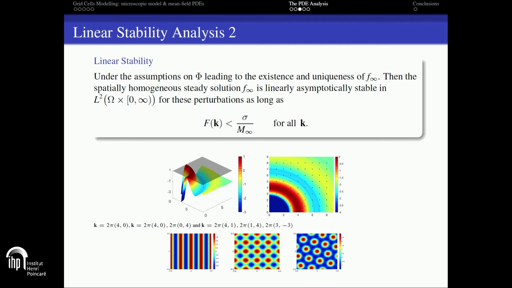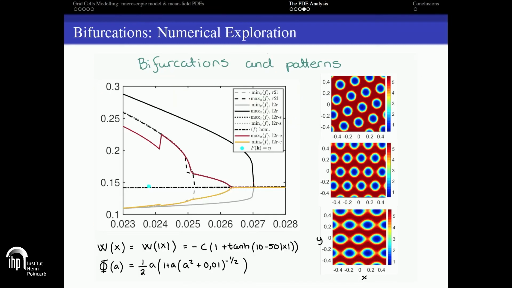So what do I mean by this? I have f infinity, which is spatially homogeneous, so if I take the average, it's just a plain constant over the whole periodic square. Now, if I change the value of the noise, can I compute a kind of bifurcation diagram of the average? So that's exactly this picture that you have there.